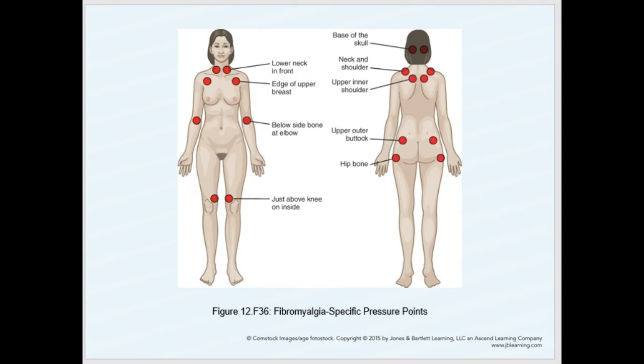So here are your pressure points. Lower neck at the front, edge of the upper breast, and people go in and rub them very aggressively. They're tender on everyone, but they're really tender on people with fibromyalgia. Below the bone at the elbow, just above the knee on the inside, base of the skull, neck and shoulder, upper inner shoulder, upper outer buttock, and hip bone. Okay, so it has to be 11 out of 18.